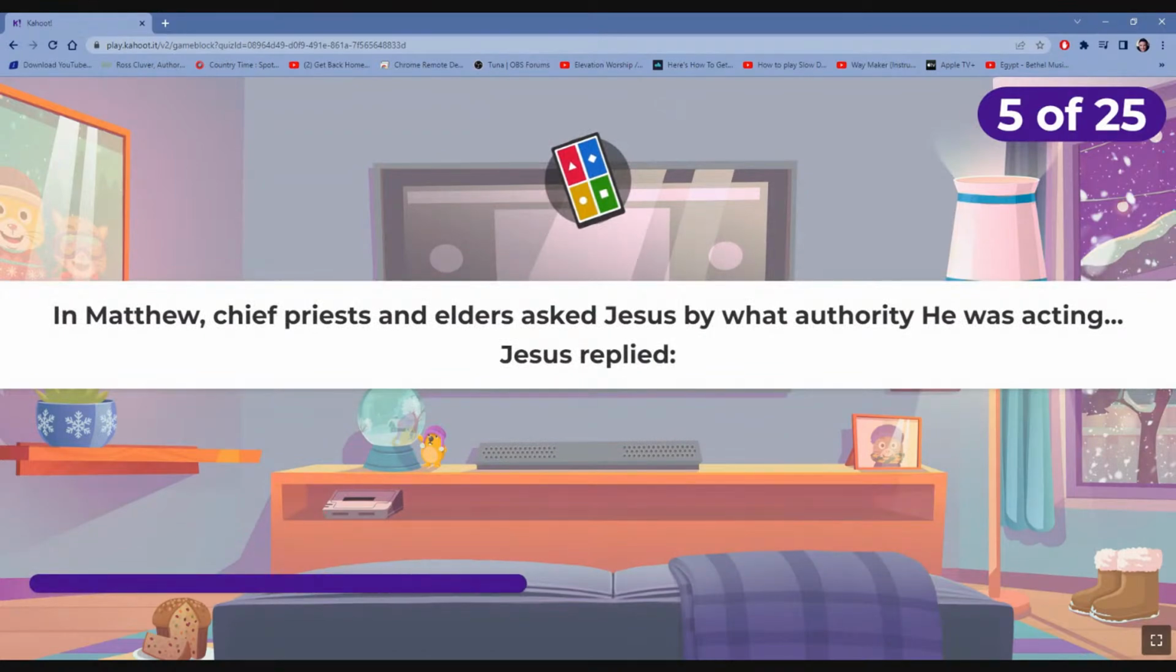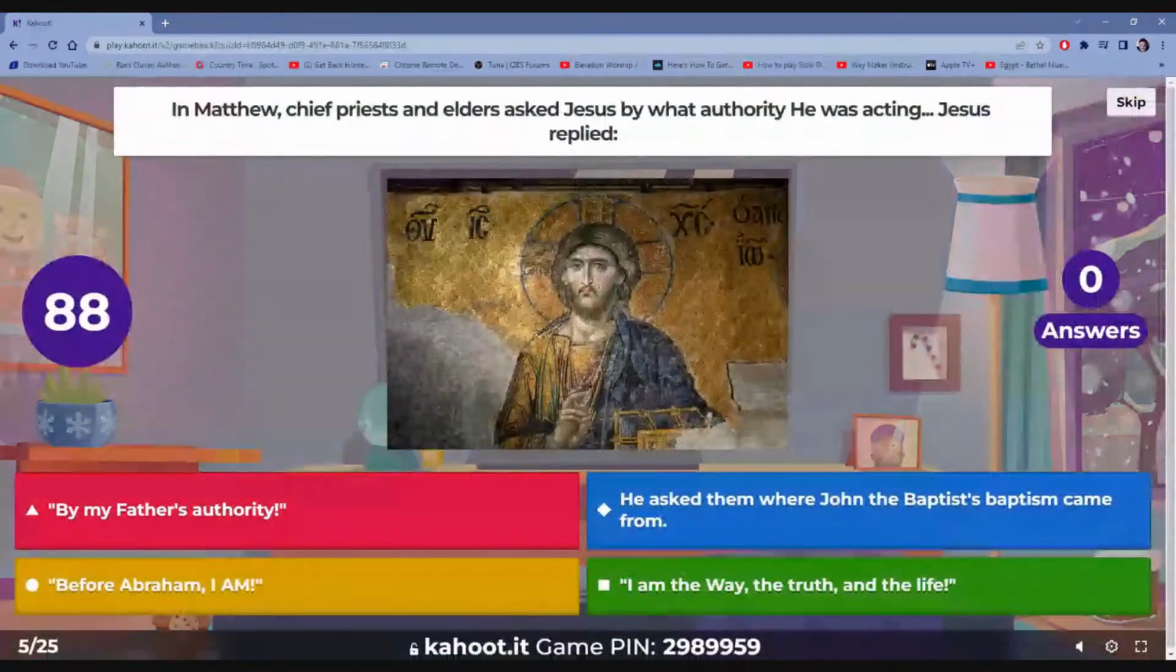In Matthew, chief priests and elders asked Jesus by what authority he was acting. And Jesus replied, either by my Father's authority, in red. He asked them where John the Baptist's baptism came from, in blue. Before Abraham, I am, in yellow. Or I am the way, the truth, and the life, in green.